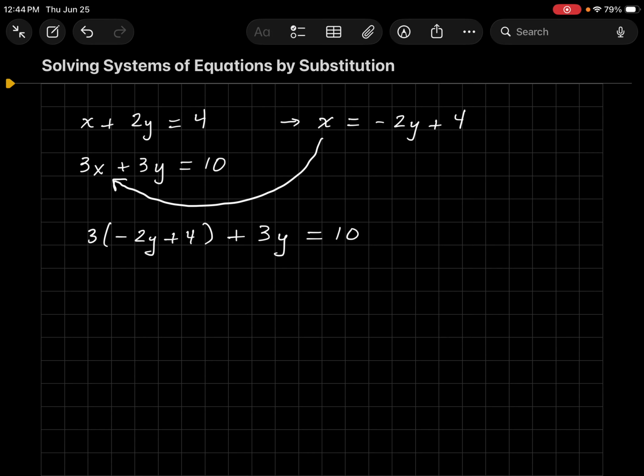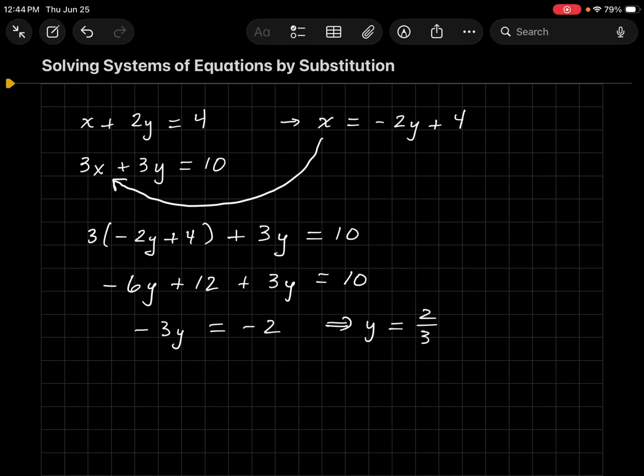In this case, I'll distribute the 3, giving me negative 6y plus 12 plus 3y equals 10. And then negative 3y equals negative 2, or y equals 2/3.